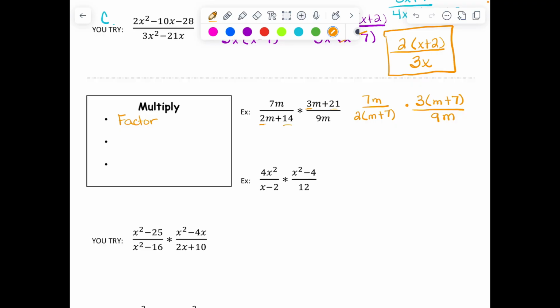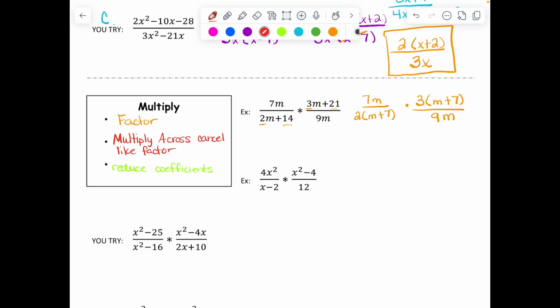Okay, our second step, we're going to multiply across and cancel like factors. So we're doing that across from each other, not on top of each other. And then the last thing we're going to do is reduce coefficients.